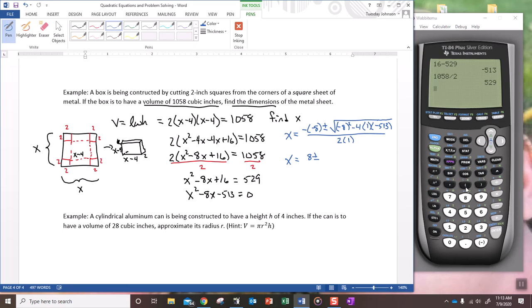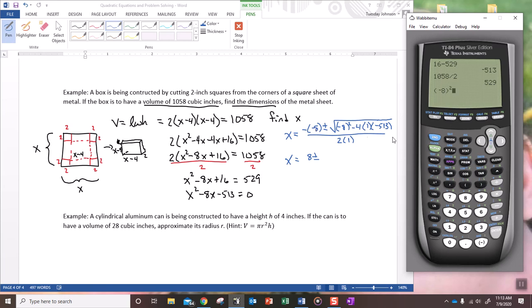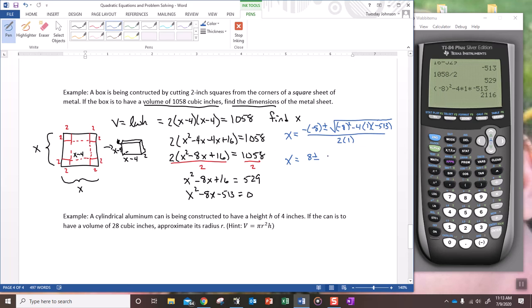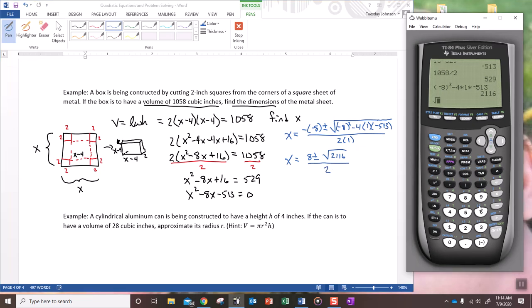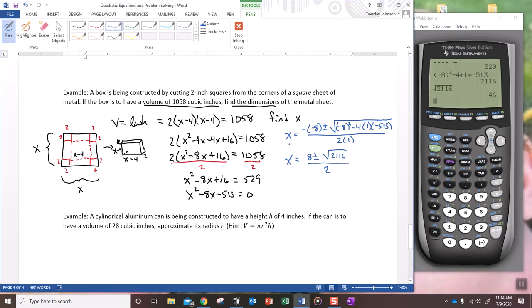So let's do the discriminant here on our calculator. Negative 8 squared. I use parentheses just like I did here. Negative 8 squared minus 4 times 1 times a negative 513, but I didn't use parentheses there because my consistency is lacking. Plus or minus the square root of 2116 all over 2. Let's see, do we have a nice square root here? Oh, isn't that a beautiful thing? This is 8 plus or minus 46 all over 2.